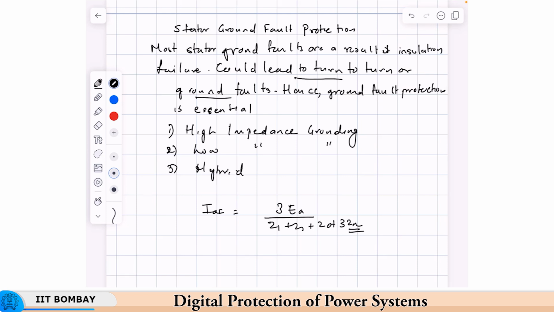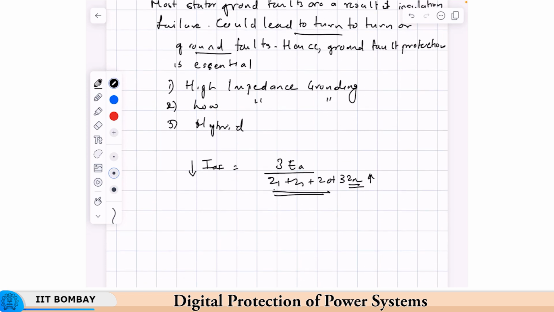Now to reduce this fault current, these are of course generator parameters, but we could increase Zn and then reduce that. So if this Z is sufficiently high, then this fault current could be limited to even 1 to 10 amperes. Then it becomes a high impedance grounding. But the problem with this is that you do not have sufficient current to clear the fault in a very short time. So, the sensitivity of the ground fault protection reduces.